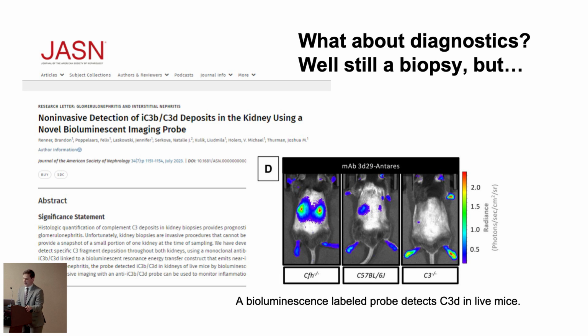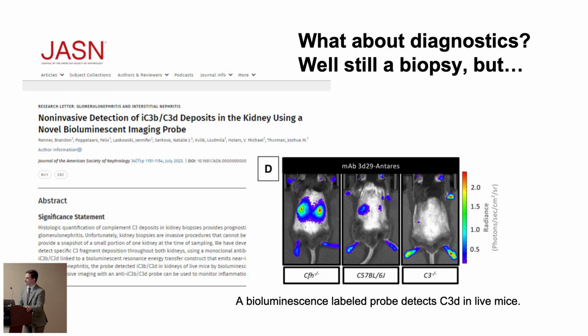So this was a non-invasive detection of inactivated C3b and C3d. Basically, what I want you to know is that those are just C3 deposits in the kidney. And what they're able to do is use this novel bioluminescent imaging probe. So they're able to bind these antibodies to the complement in the kidney of these mice, and it lights up.